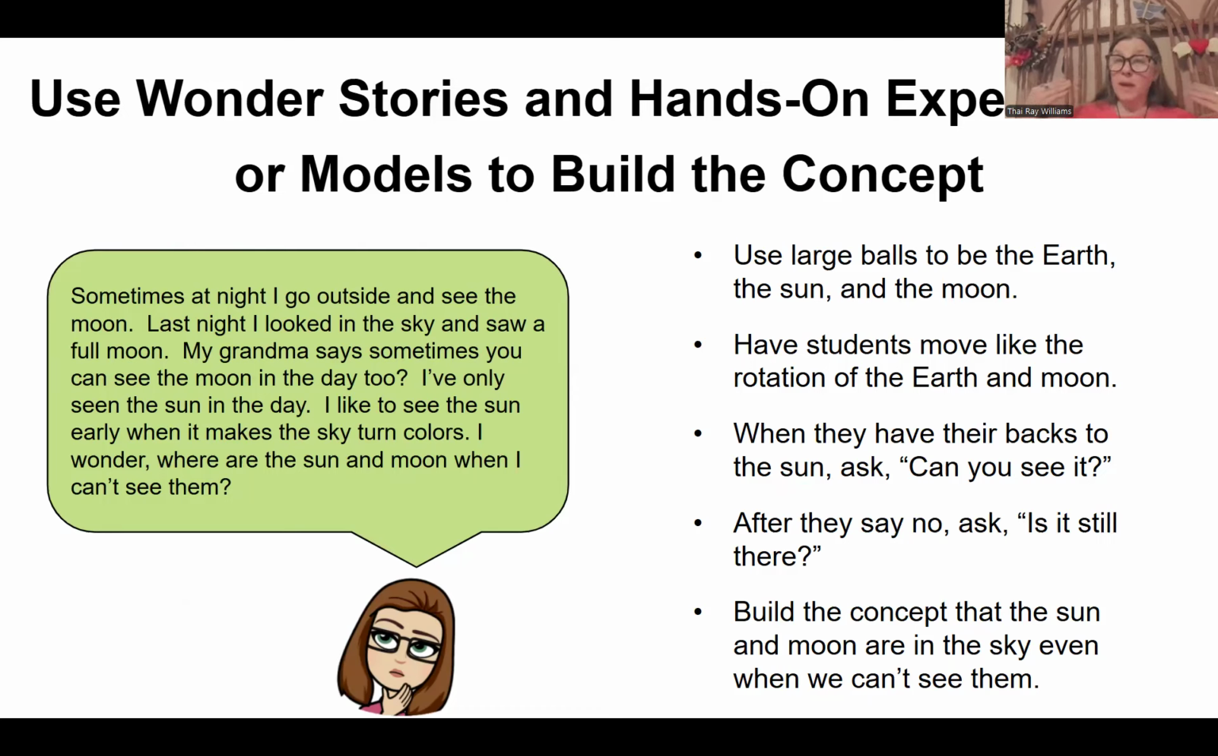And then when their backs are to the sun, you tell them ahead of time, you can't look behind you. You have to keep looking straight. Remember, you're an Earth. Earths can't turn around. And so when their backs are to the sun, you stop them and you say, can you see the sun? And they're going to tell you no because they can't turn around and see it. And then you ask them, but is the sun still there? And then you allow them to turn around and look. And when they look, guess what? The sun's still there. It didn't disappear.